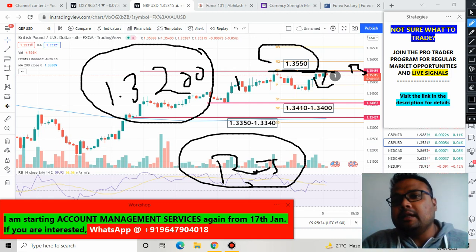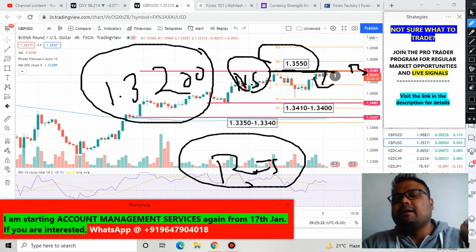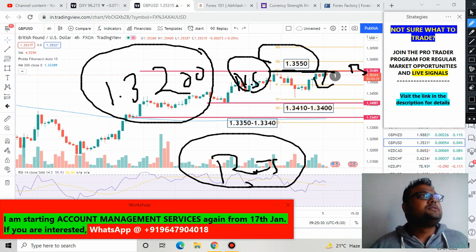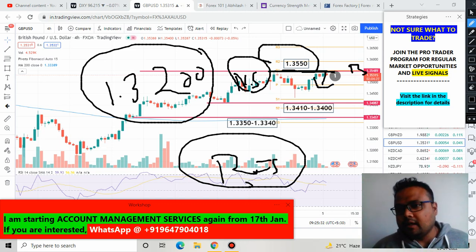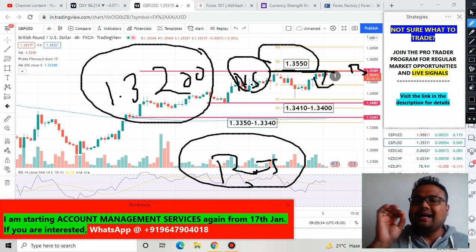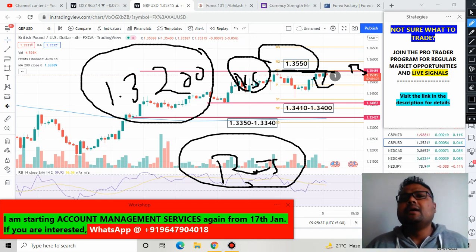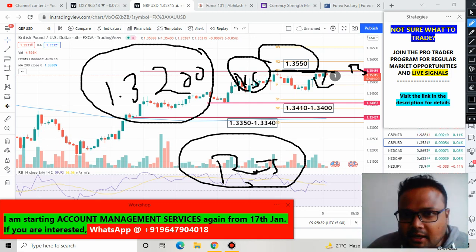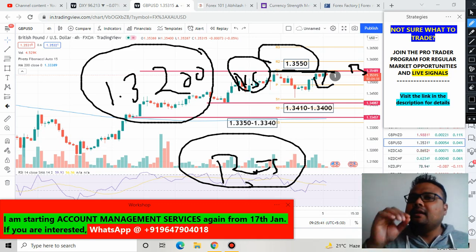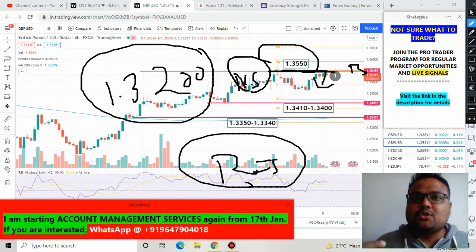1.3500 will be the new support for GBP USD. Till then you'll have to wait for some time, because waiting is the only solution in the market. So try to observe the market, and keep your eyes on GBP USD, because a breakout may be coming up. In case it fails this time, then obviously it will try again, I think so.